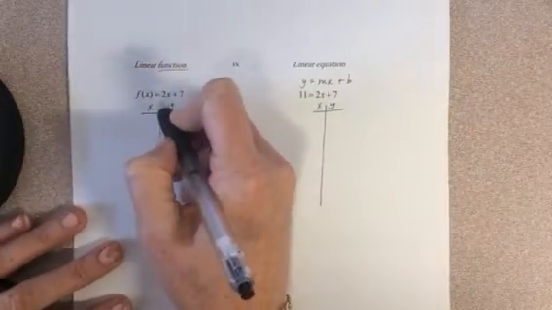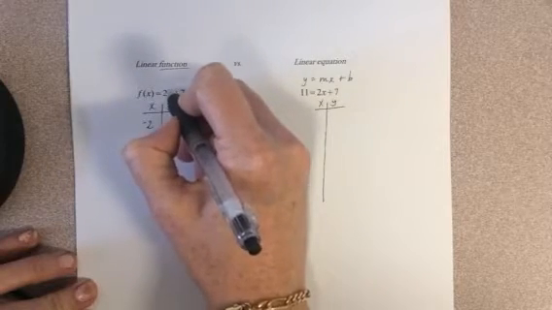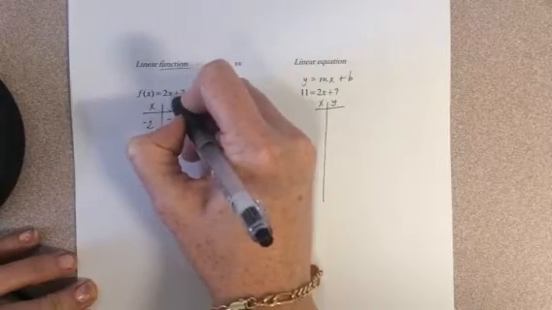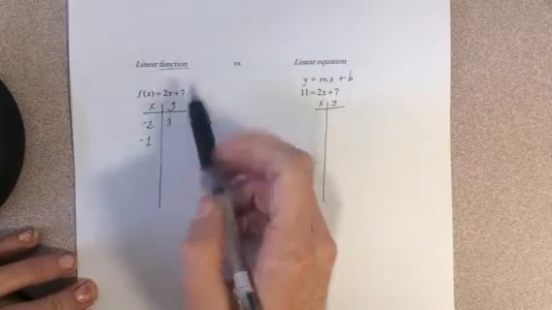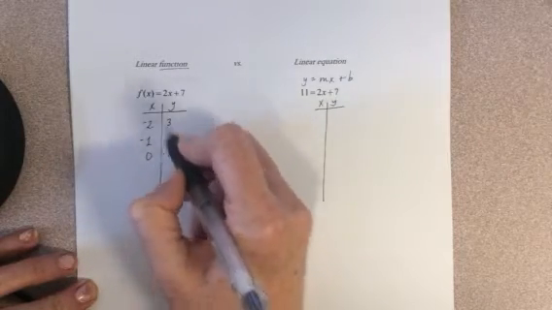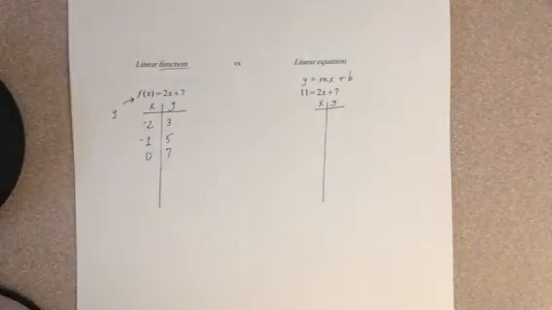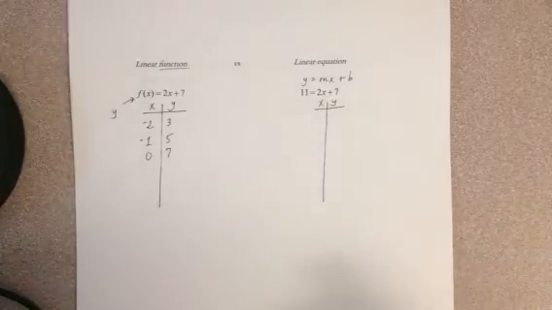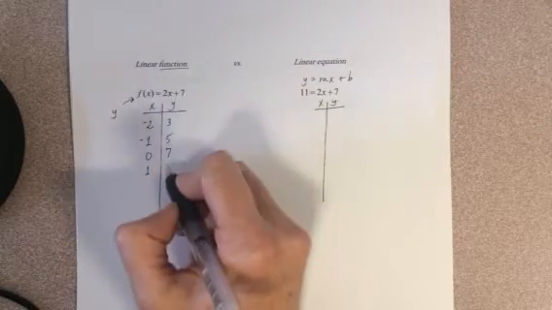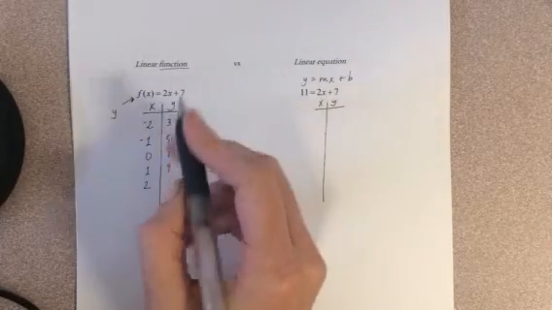So let's just plug in some x and y values. We'll plug in negative 2 as x, that would give us negative 4, plus 7 would be positive 3. If we have negative 1, this would be negative 2, plus 7 is 5. If x is 0, then y is 7. Remember, f of x is just a fancy way of saying the y output given a certain x value. If we input x as 1, then we have 2 times 1, which is 2, plus 7 gives us 9. And if we input 2, we have 2 times 2 is 4, plus 7 is 11.